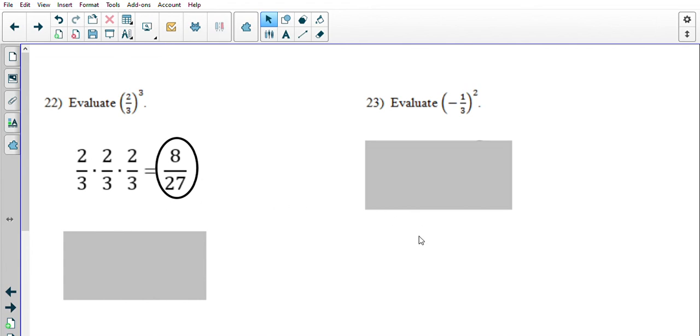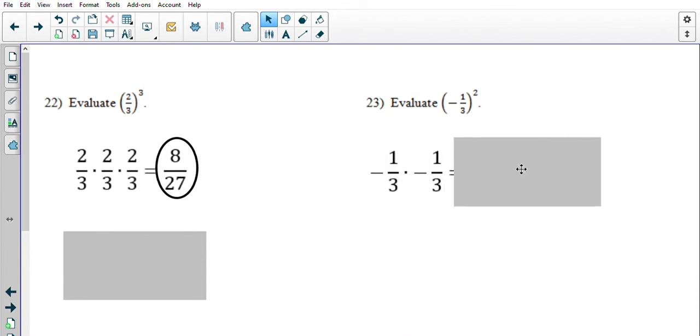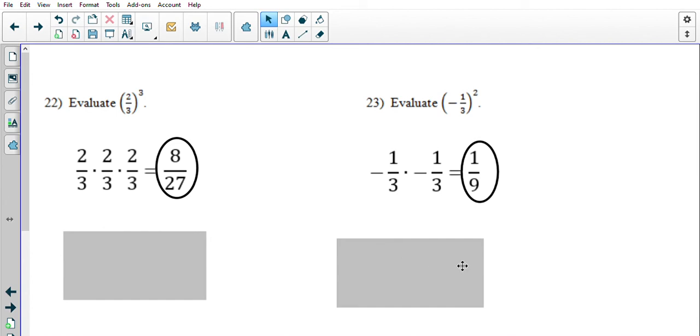Number 23, evaluate negative 1/3 to the 2nd power. That's negative 1/3 times negative 1/3. Remember that a negative times a negative is a positive. 1 times 1 is 1. 3 times 3 is 9. Final solution, positive 1/9.